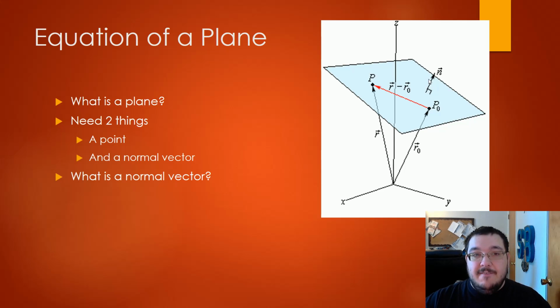Conversely, you could have 2 vectors that you know in your plane. Well, if you do the cross product of them, you know that gives you a normal vector, and you'd use that.